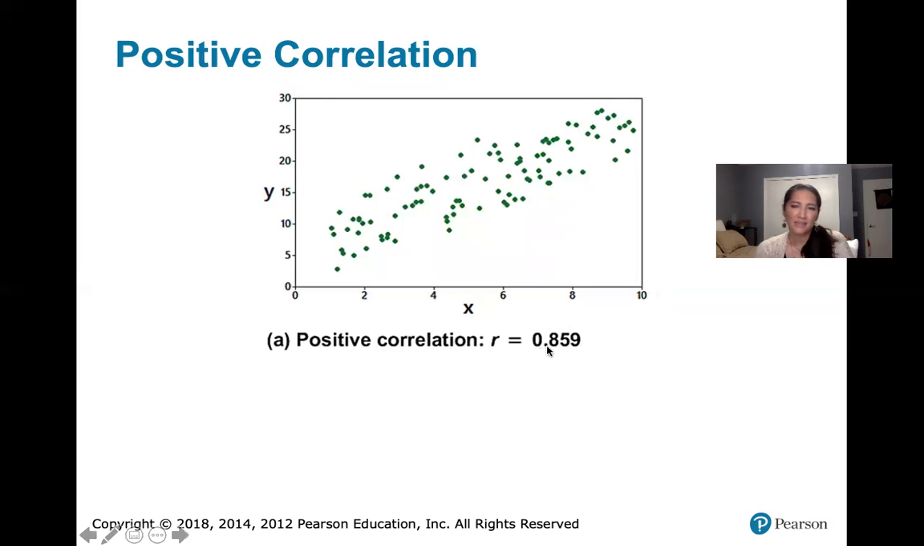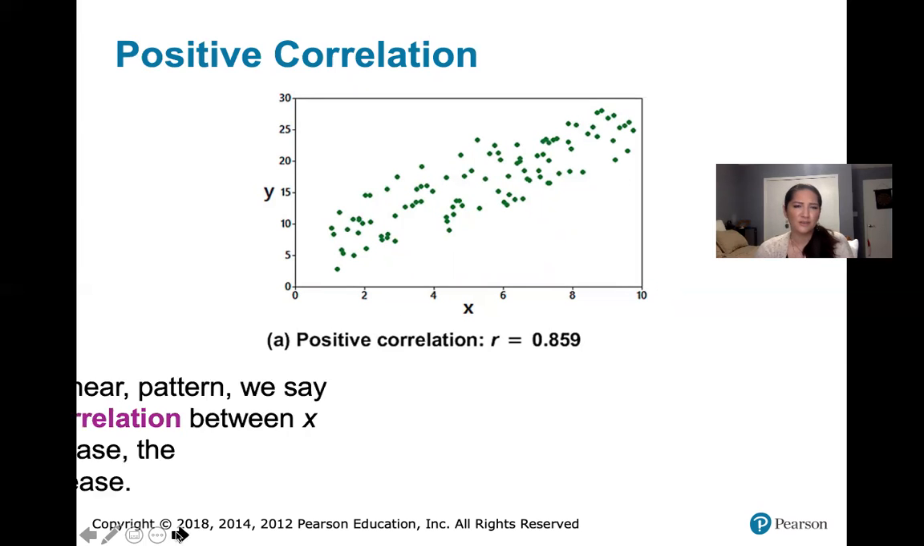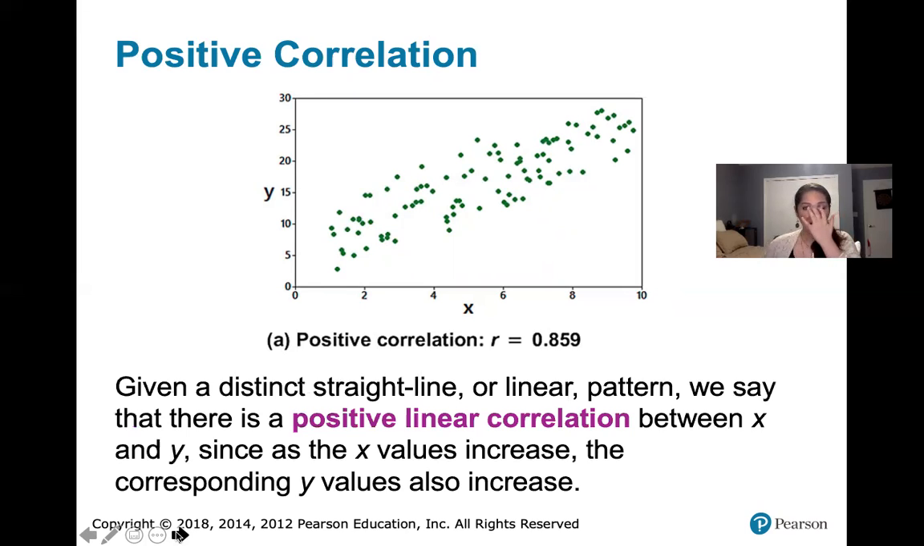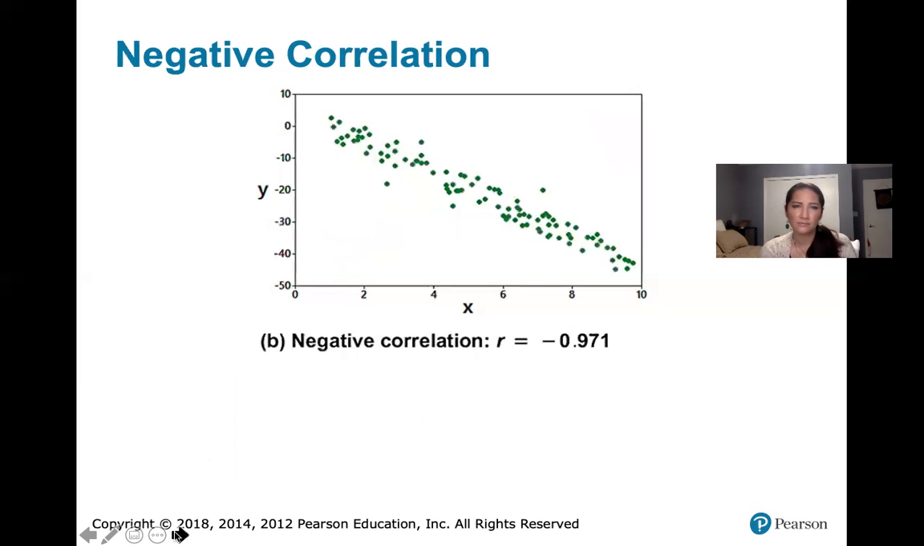That R value that is positive and close to 1 indicates a positive correlation between those two variables. If we have a distinct straight line or linear pattern, we say that there's a positive linear correlation if when the x values increase, the corresponding y values increase. So as we look at the graph from left to right, we see a line with a positive slope. As x goes up, y goes up too.